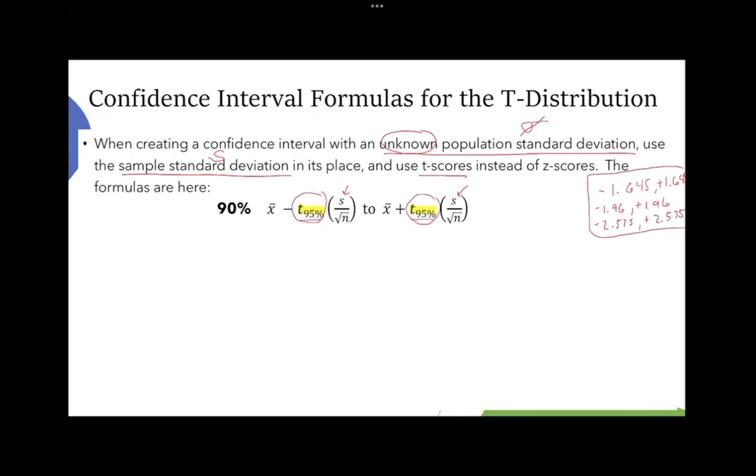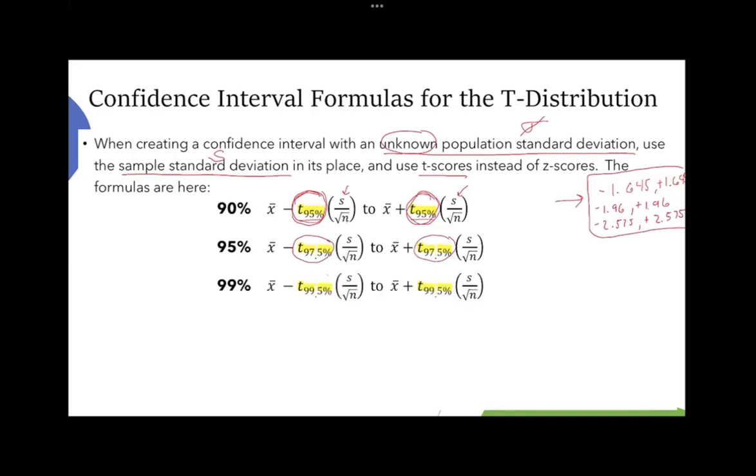But when you don't, and when you're using t-scores, these t-scores are not anything that you could memorize. They're not a set like these are. And I'll show you how to find them in a minute. So with a 95% confidence interval, we're using 97.5% and 97.5%. And for a 99% confidence interval, 99.5% and 99.5%.